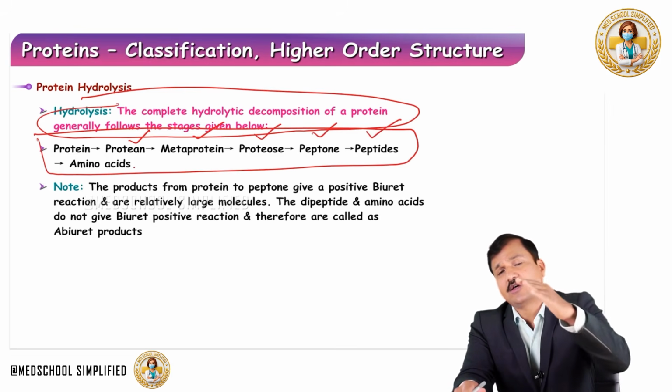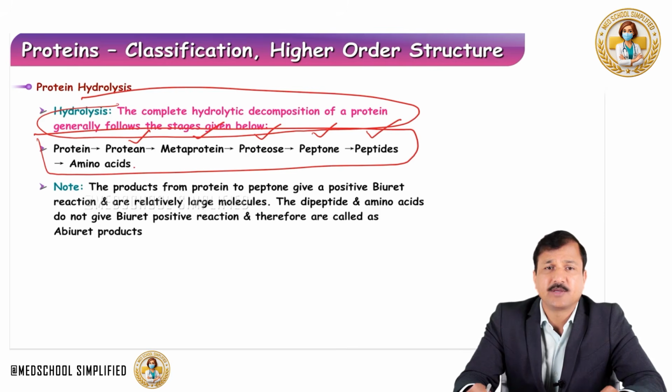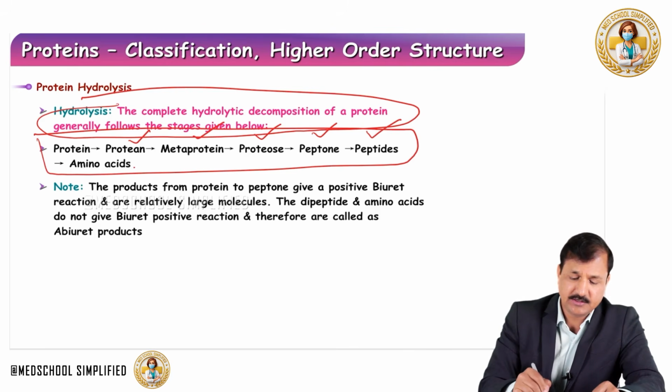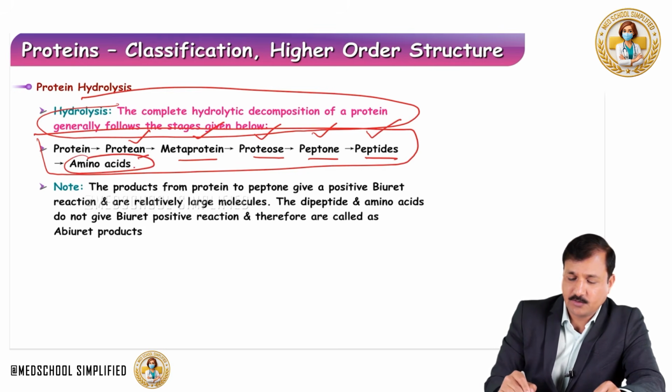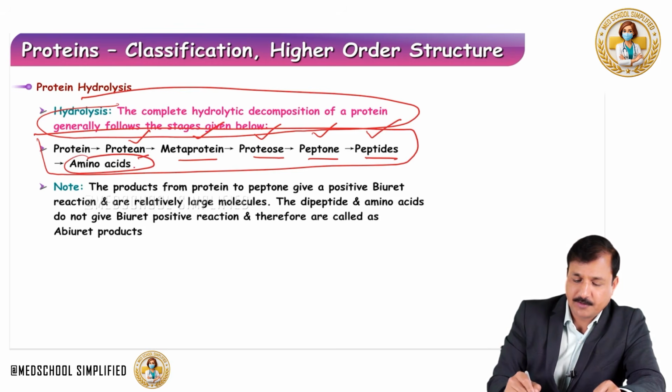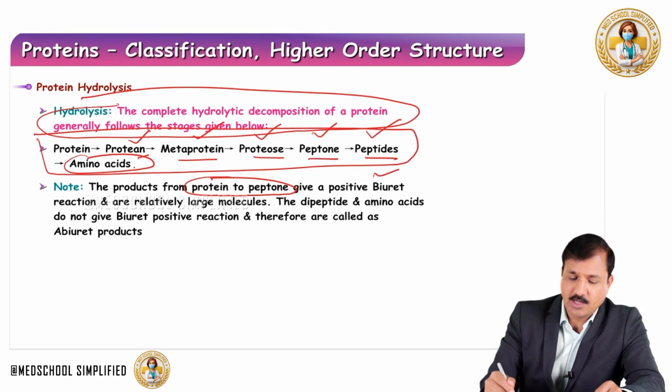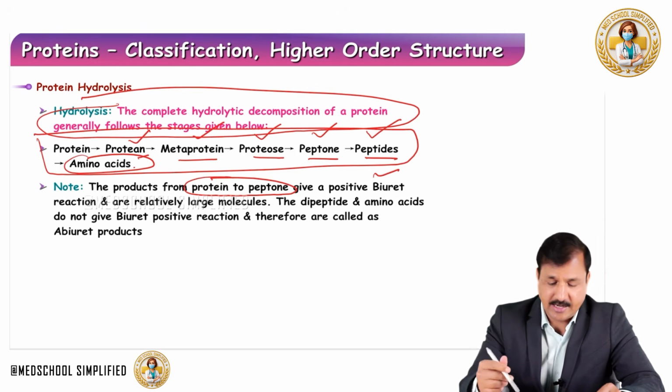So, this is the order of hydrolysis that you may be required to remember. That is protein to metaprotein, protease, peptone, peptides, and amino acids. Note that the products from protein up to peptone, that is the one which will give a positive biuret reaction.